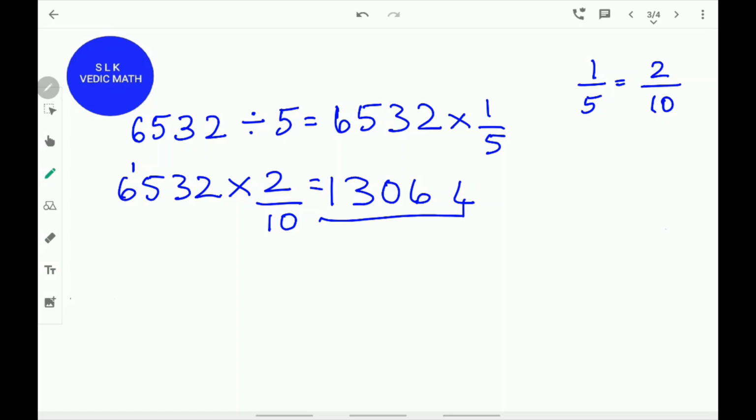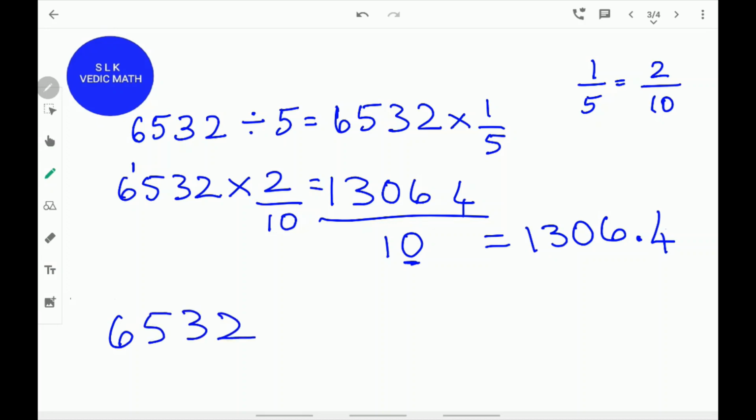Next, divide this number by 10. Put a decimal point before one number because there is 1 0 in 10. So 1306.4. So 6532 divided by 5 is 1306.4.